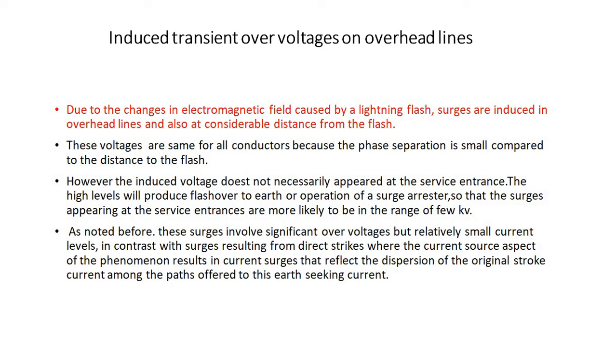So the surges appearing at the service entrance are more likely to be in a range of a few kilovolts. As noted before, these surges involve sufficient overvoltages but relatively small current levels, in contrast with the surges resulting from direct strikes, where the current source aspect of the phenomenon results in current surges that reflect the dispersion of the original stroke current among the paths offered to this earth seeking current.